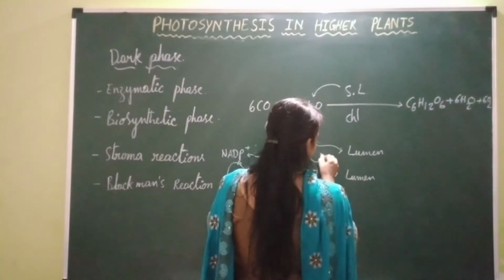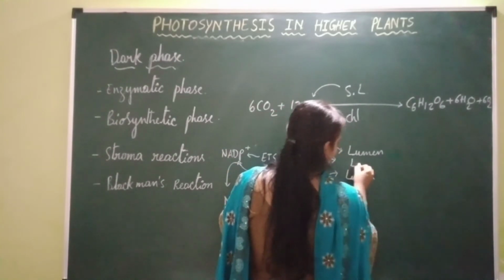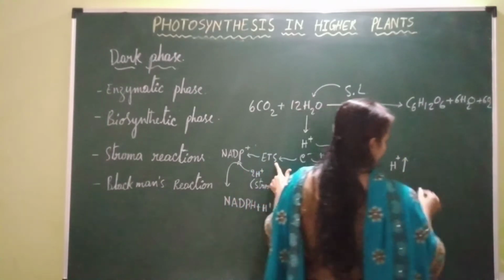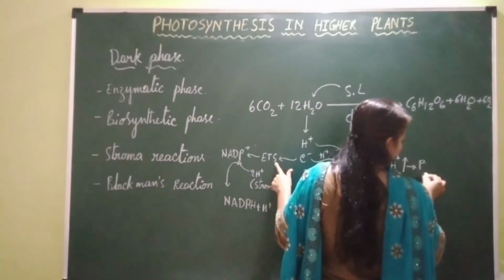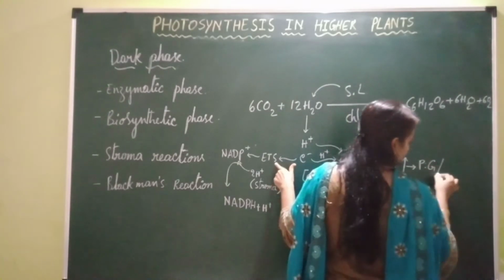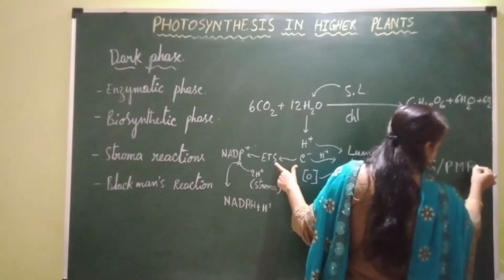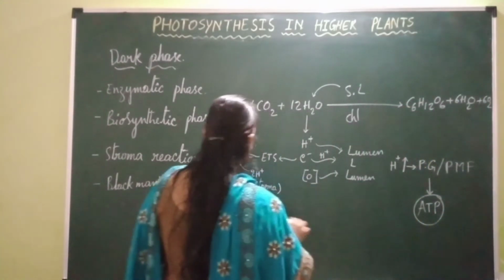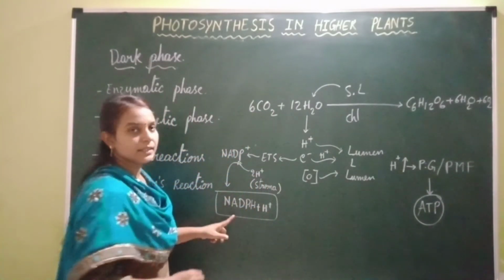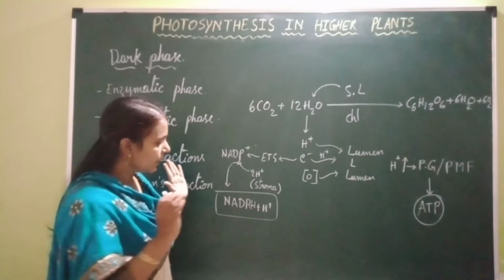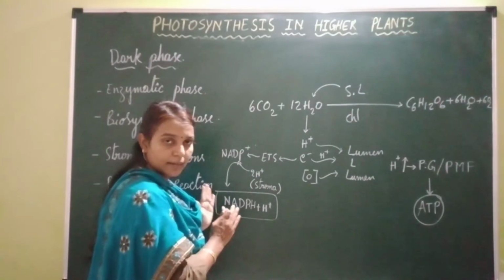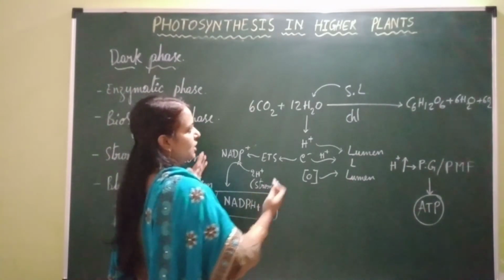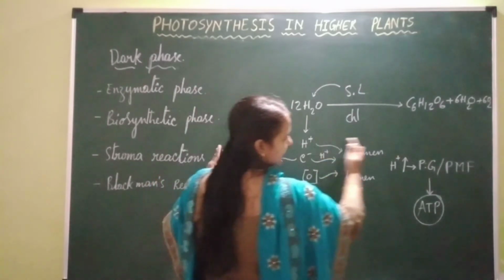Now during the transport of electrons through ETS, protons are also pumped into the lumen. Proton concentration increases, due to which a proton gradient is developed, which is also called as proton motive force, responsible for the formation of ATP. In this way ATP synthesis and synthesis of NADPH plus H+ occur during light reaction. These are utilized during dark reaction.